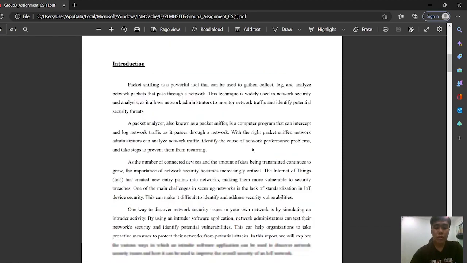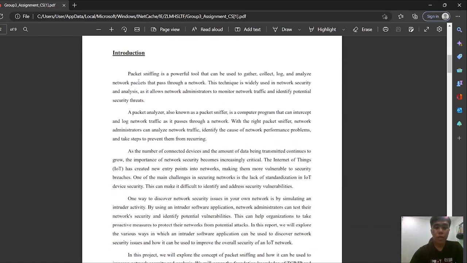So now I would like to explain about our assignment for the computer security subject. Based on the introduction, we have packet sniffing, a powerful tool that can be used to gather, collect, log, and analyze network packets that pass through a network.